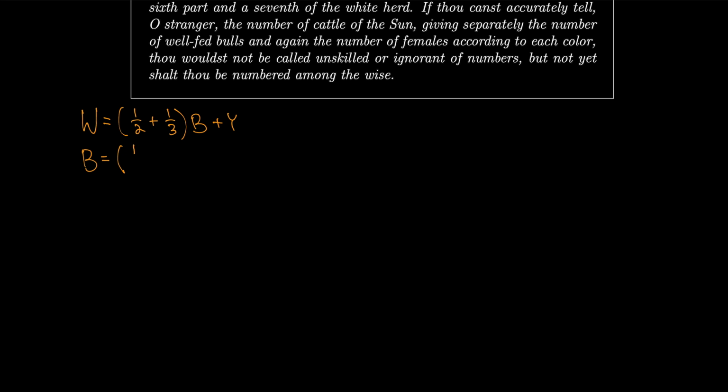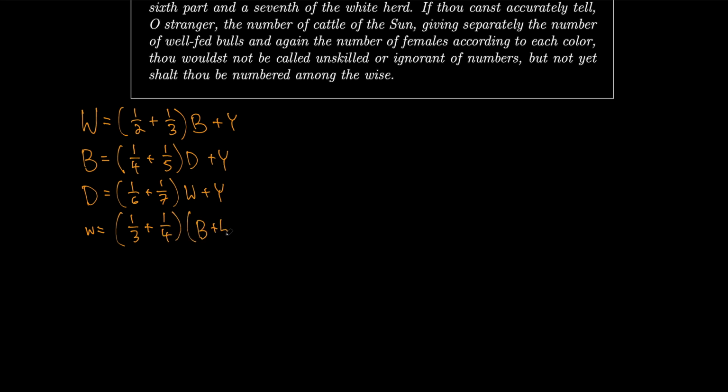The upshot here is that you get 7 different equations. So 1/4 plus 1/5 d plus y. You get d equals 1/6 plus 1/7 w plus y. I use lowercase w. 1/3 plus 1/4 times b plus b, and lowercase b. 1/4 plus 1/5 D plus D. What I mean is, so we have white bulls, black bulls, dappled bulls, yellow bulls, but then we have the exact same colors for the cows, so white cows, black cows, dappled cows.